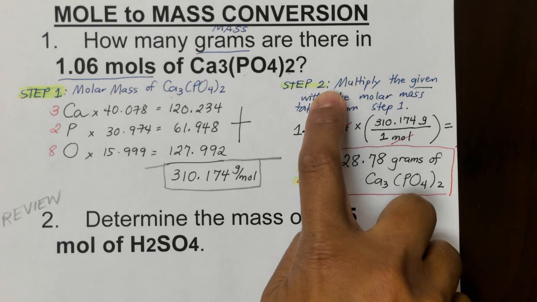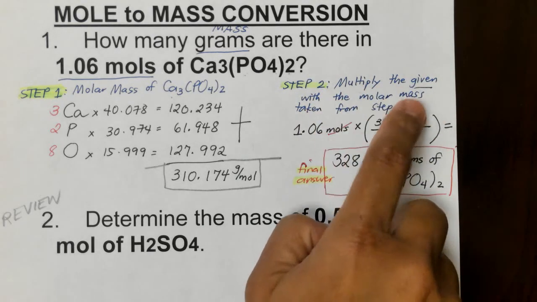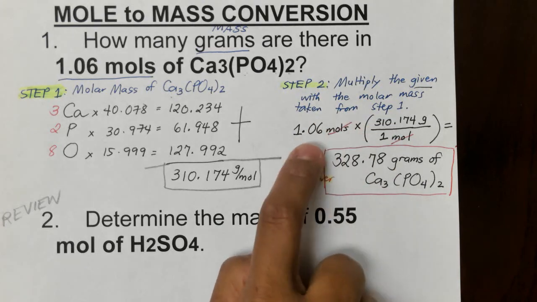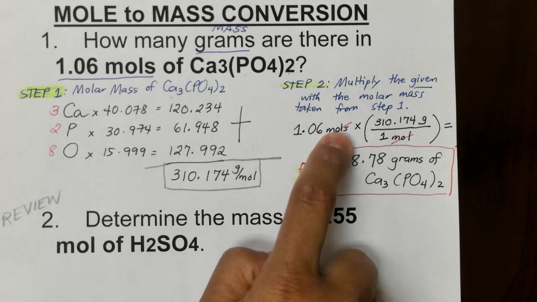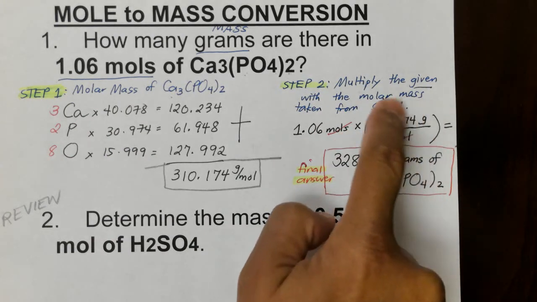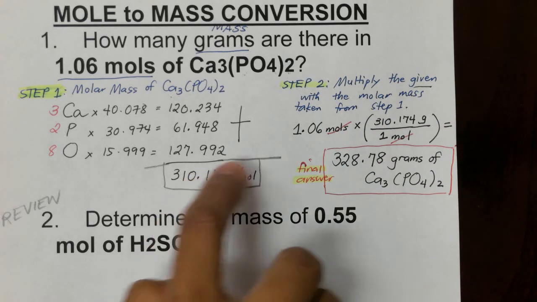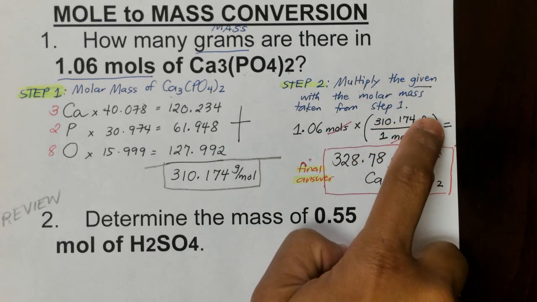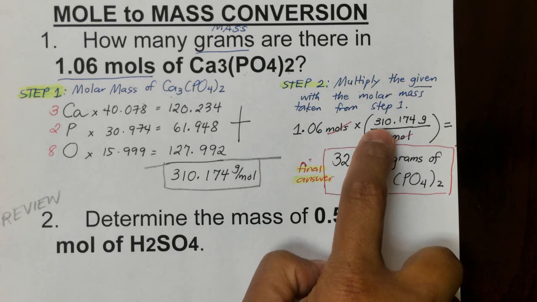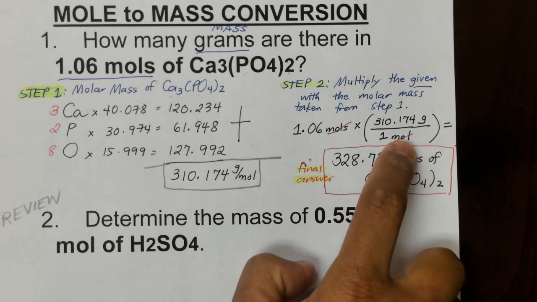Step 2 says that we need to multiply the given with the molar mass taken from step 1. So always you write the given first, which is this. We wrote it here, 1.06 moles. And then we multiply it by the molar mass that is enclosed in parentheses. So we just copied this value and placed it here. The 310.174 grams will be on top. And the per is written as this horizontal line, and the mole is placed below.